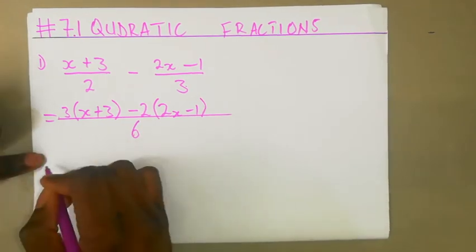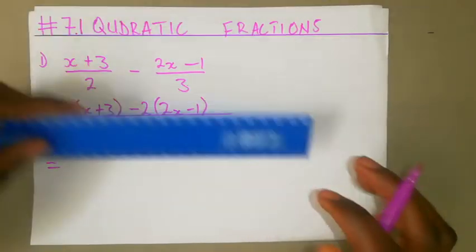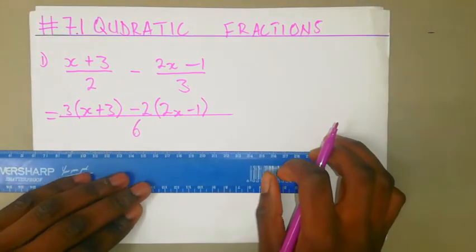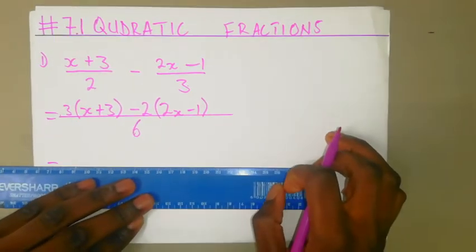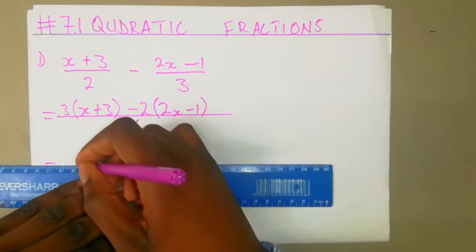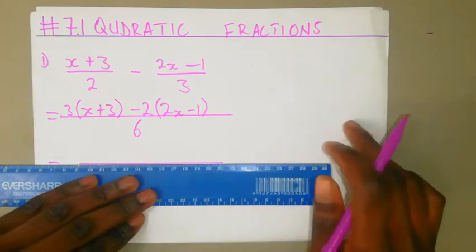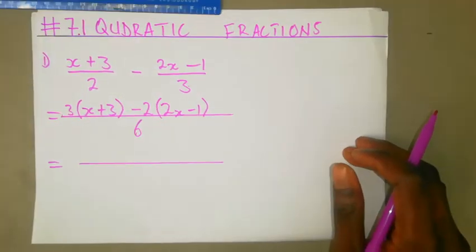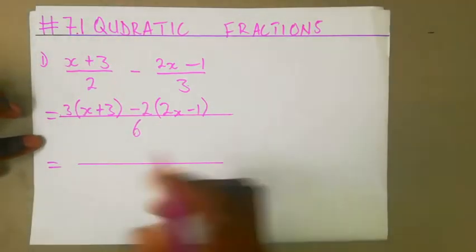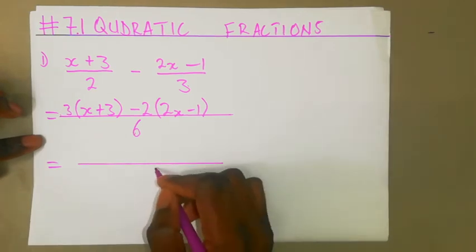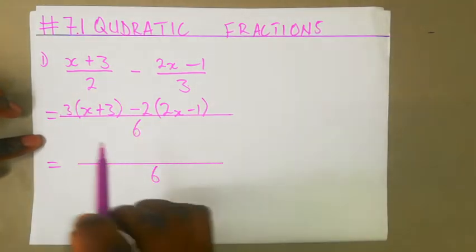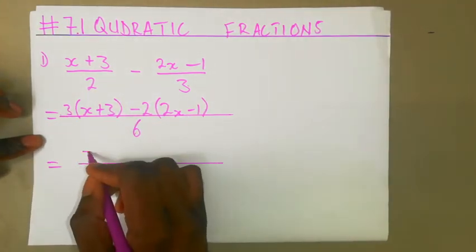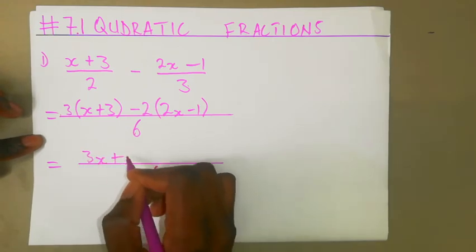I'm going to proceed again. I'm now factoring in the expansion concept. What you have to understand is that maths is always the accumulation of topics. If you miss one topic, you won't understand the next topic. So my common denominator is 6. Then I'm now expanding here. 3 times x plus 3, that's 3x plus 9.